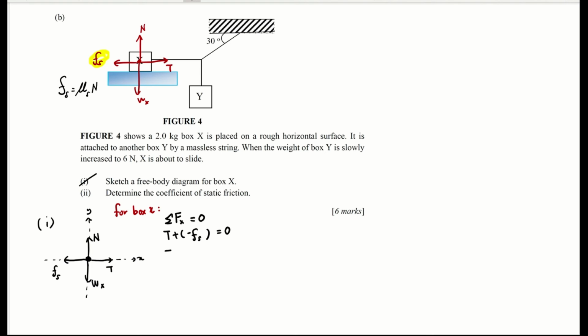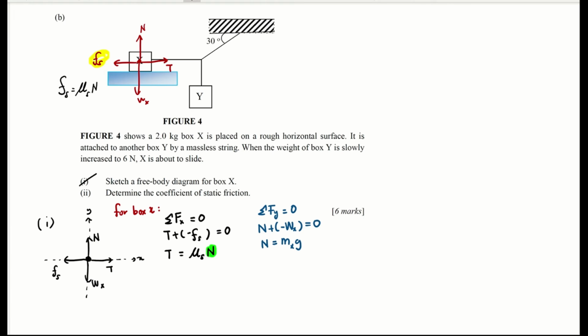So in this case, we want to find what is the mu s. Okay. N tu kita boleh cari lah. N tu kita ada masalah. N tu kita boleh dapat daripada Y component. Okay. So where Y component for box X is also equal to 0. Where N plus negative W weight of X. So now where N is equal to mass of box X times G.